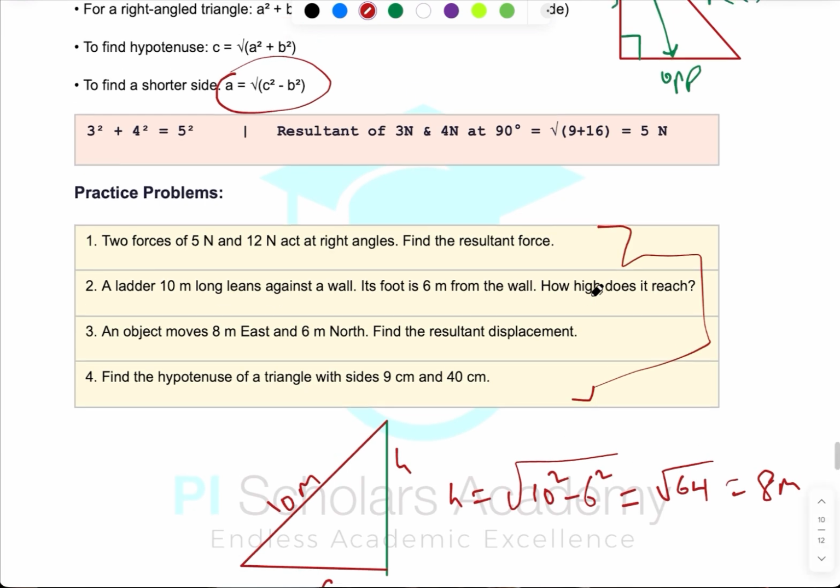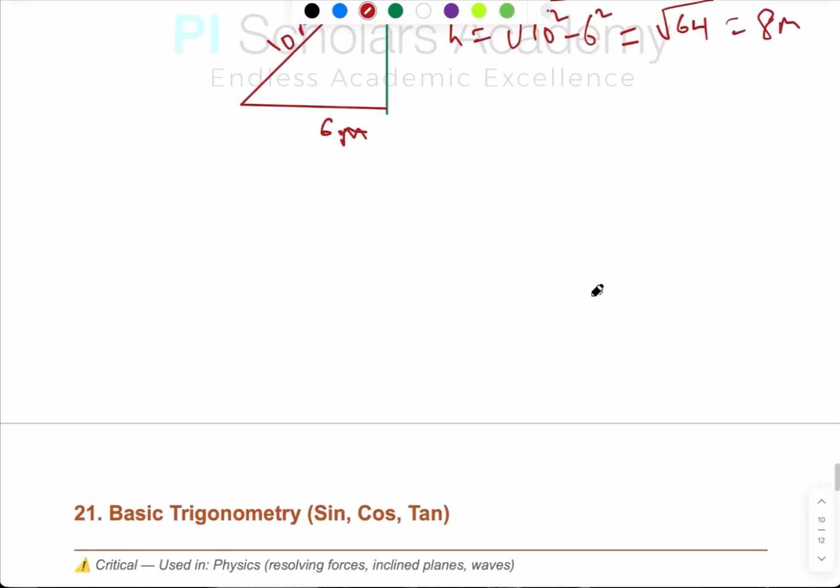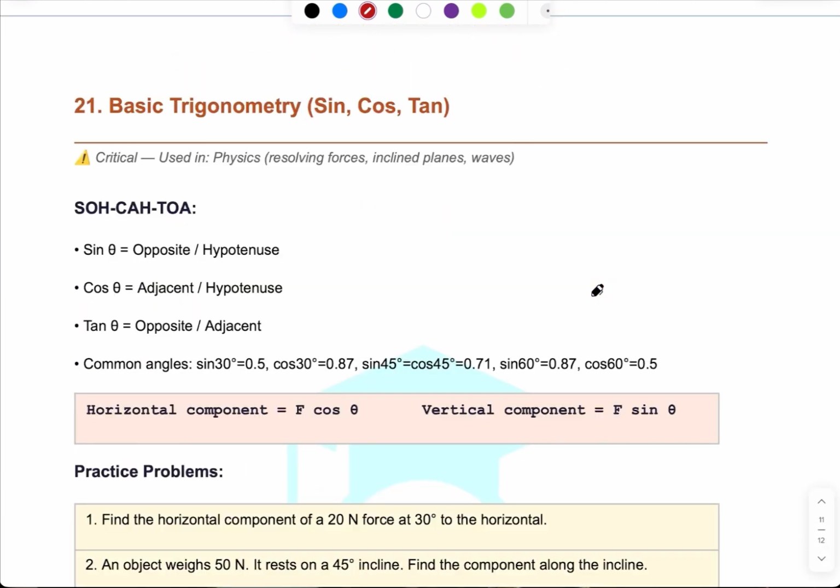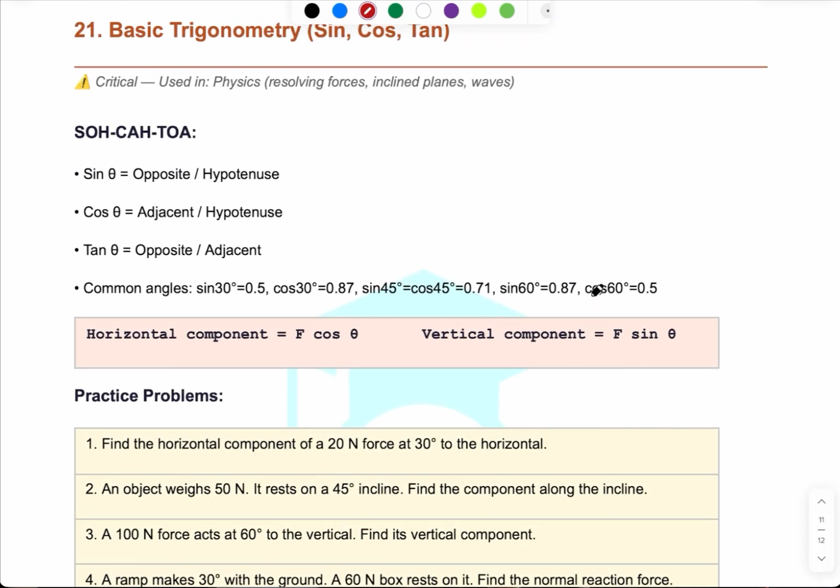Make sure you are familiar with that. Don't forget, these are basic maths. I'm not doing too much. Now, basic trigonometry. Trigonometry is one of the bedrocks of mathematics. You need to know everything here.